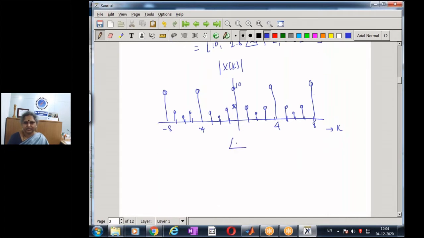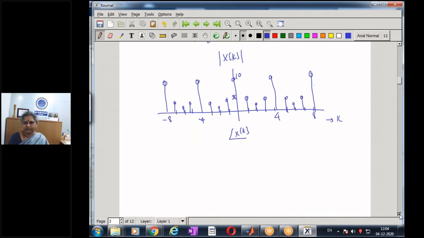Then similarly, if I sketch my phase plot, what I get is 4, 8, minus 4, minus 8. So it is 0 at 0. The phase plot being an odd spectrum is always 0 at k equal to 0. At k equal to 1, it is minus 45 degrees.